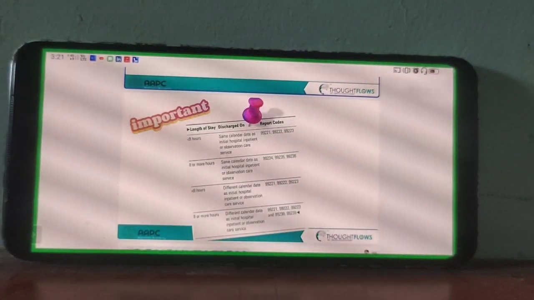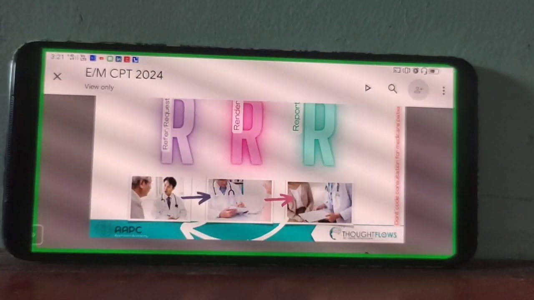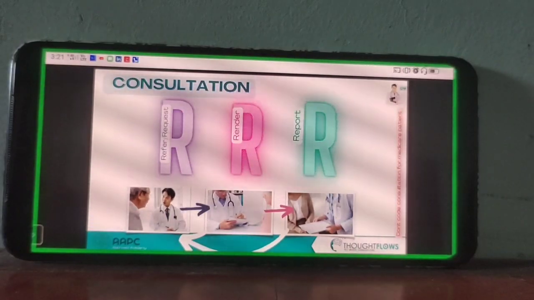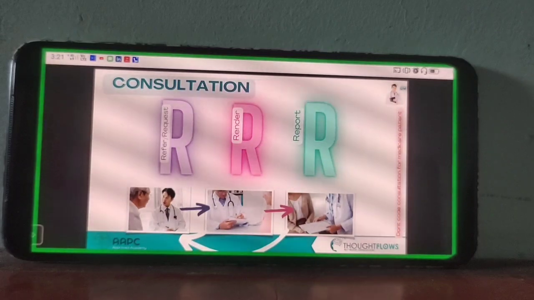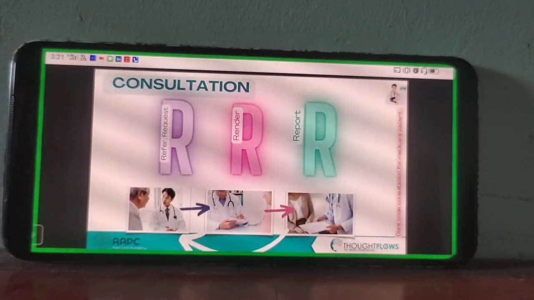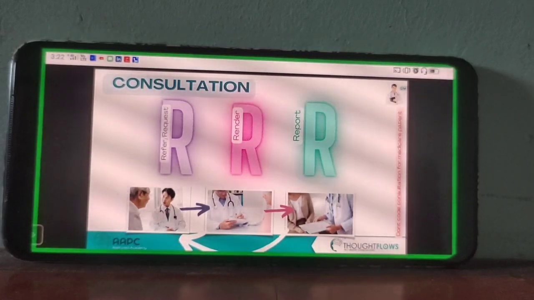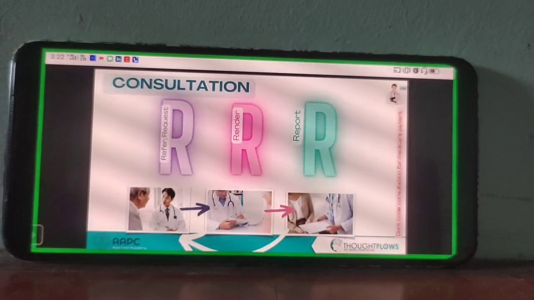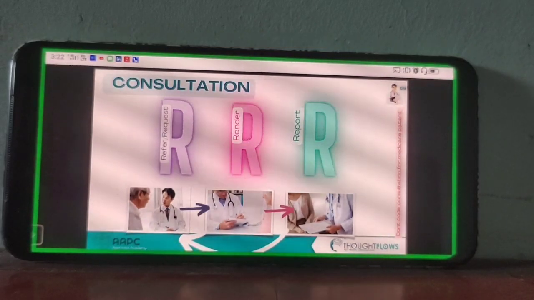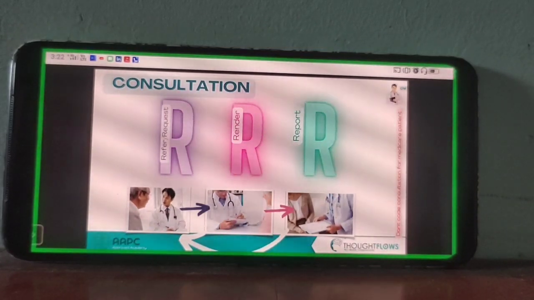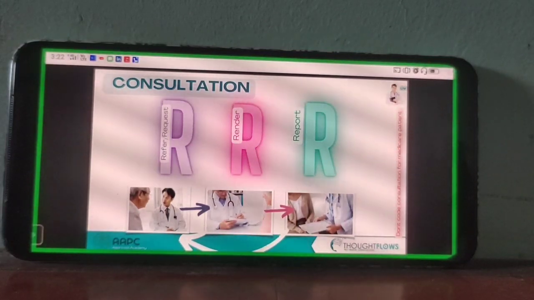Here, triple R. So this triple R concept has been followed for consultation procedure. R: request, refer, render, and report. Request, refer, render, and report. These consultation code sections cannot be reported for Medicare patients.